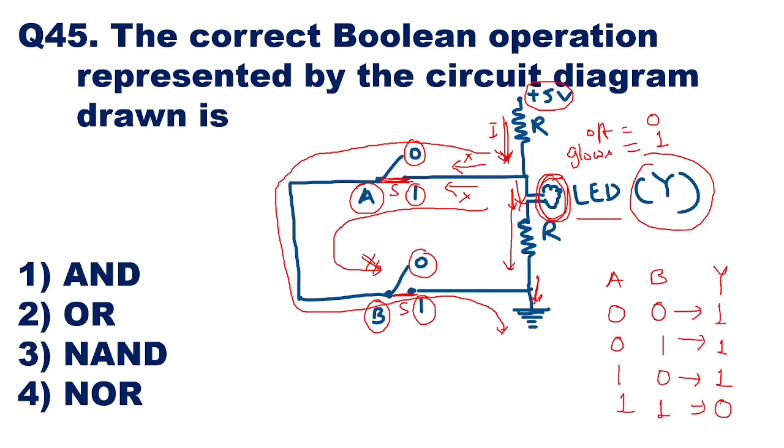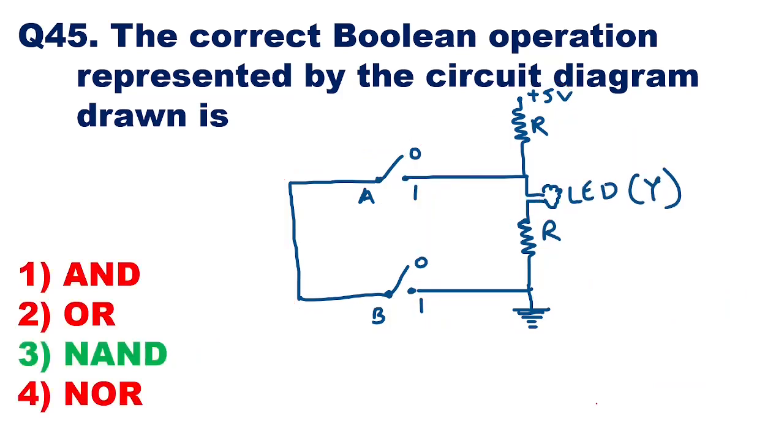Now this truth table is for which gate? When both the inputs are low, the output is 1. When the inputs are 0, 1, the output is 1. When the inputs are 1, 0, the output is 1. And when both the inputs are high, the output is low. Okay. Now this truth table is going to give you the combination of a NAND gate. So this truth table, if you see, is the combination for a NAND gate. So here you can see option 3, NAND, is the correct answer.